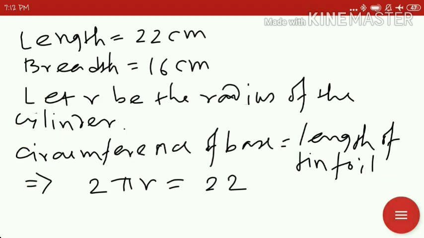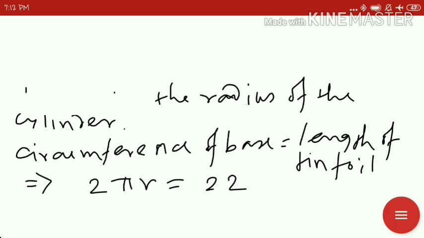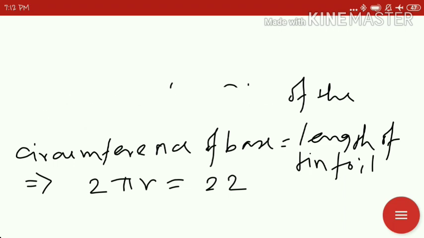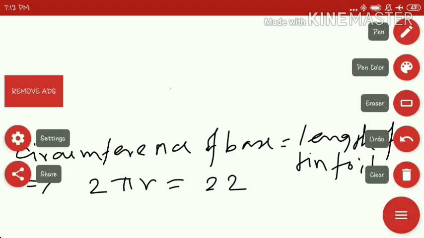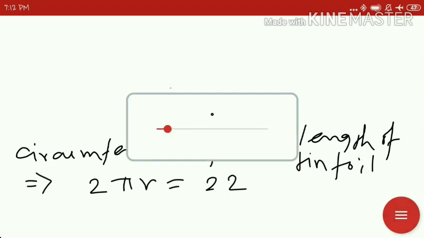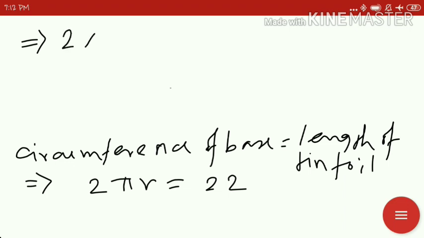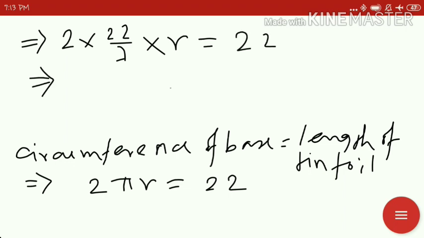Whatever the data is given there, we can put the value of pi, then take the numbers on the left side to the right side and keep r as single, and then we can find out r. So I am here taking pi as 22 by 7. If the question already mentions to take pi as 3.14, then you must take pi as 3.14. But here it has not been written anywhere, so I am going to take 22 by 7 for my convenience.